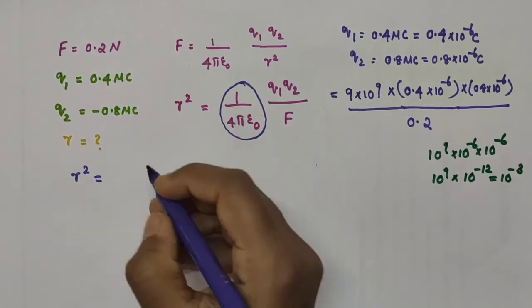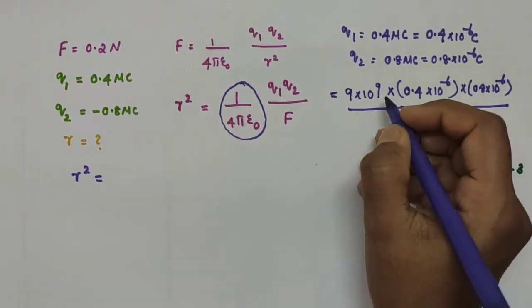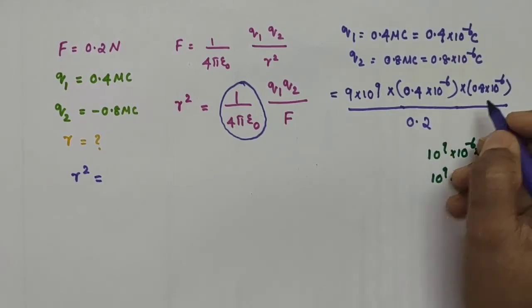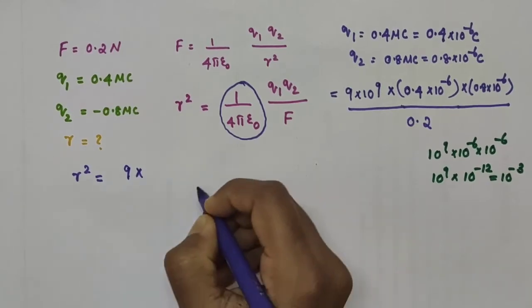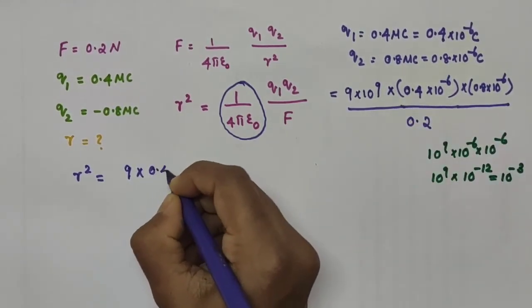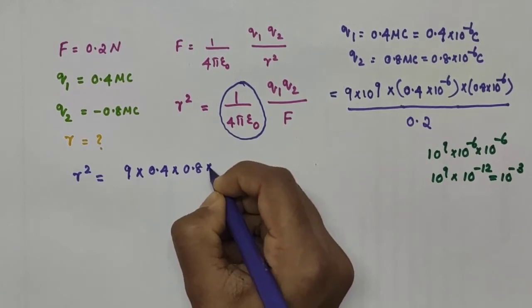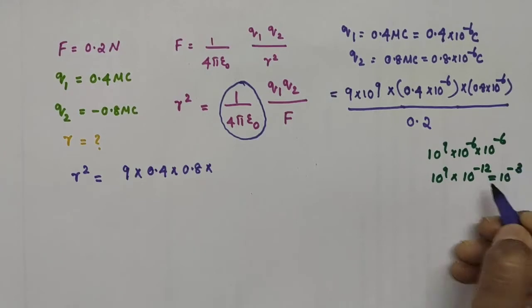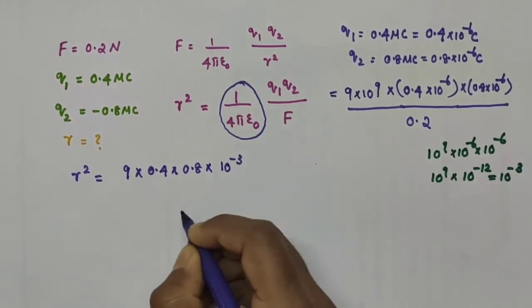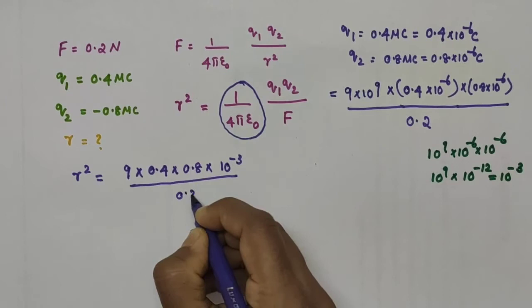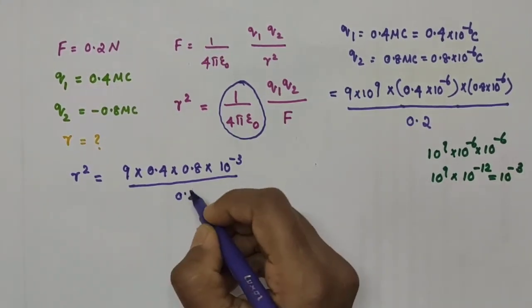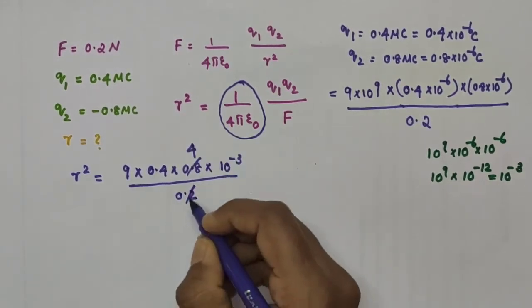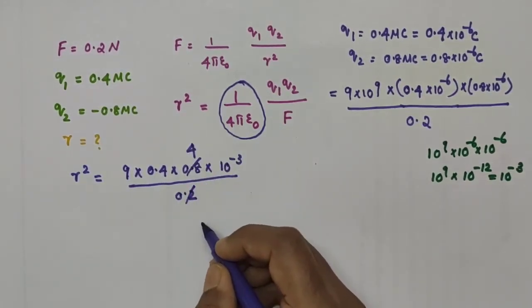Okay, so here we have 9 into 10 raised to 9 into 0.4 into 10 raised to minus 6 into 0.8 into 10 raised to minus 6. So we can write 9 into 0.4 into 0.8 into 10 raised to 9 into 10 raised to minus 6 into 10 raised to minus 6, that is 10 raised to minus 3, divided by 0.2. Then 0.2, 0.8 can be cancelled, so we will be getting 4 here. 4 into 0.2 is 0.8.